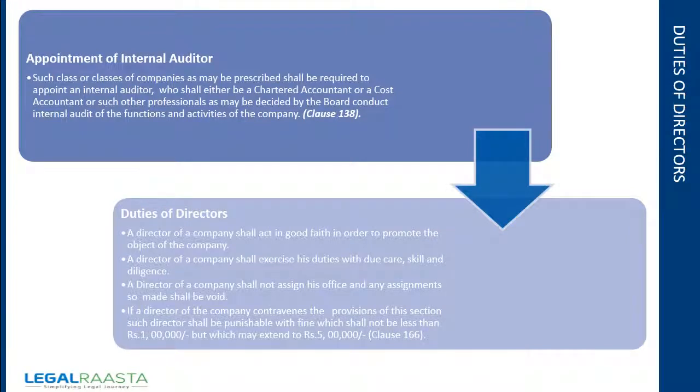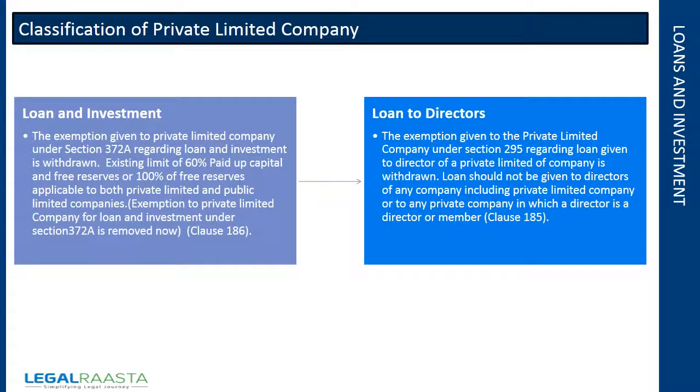Clause 166. Classification of private limited company, loan and investment. The exemption given to private limited company under Section 372A regarding loan and investment is withdrawn. The existing limit of 60% of paid-up capital and free reserves or 100% of free reserves is applicable to both private limited and public limited companies. Exemption to private limited company for loan and investment under Section 372A is removed now.